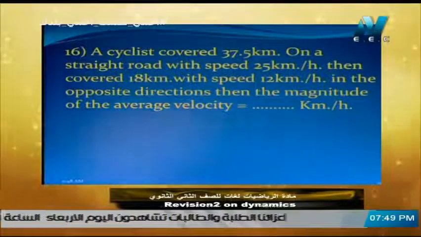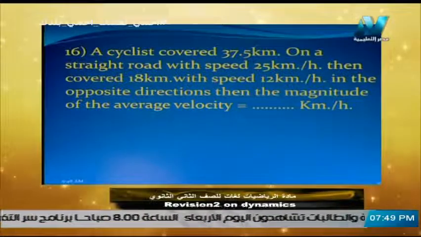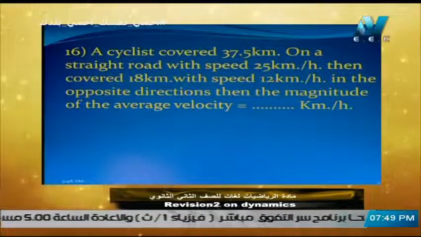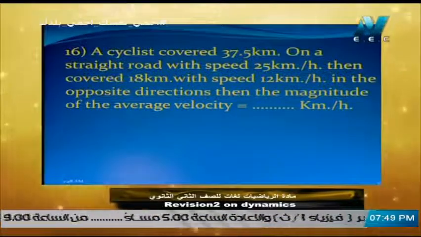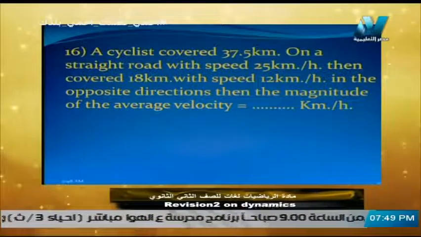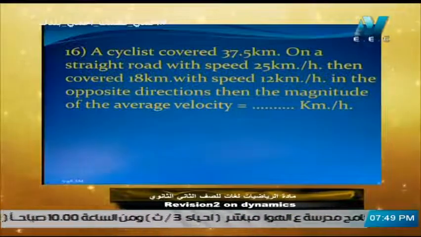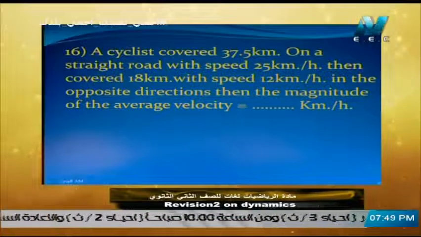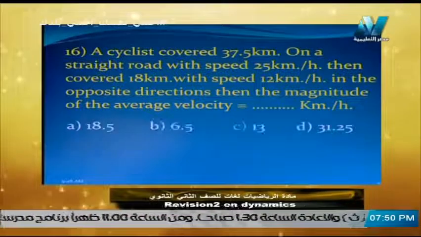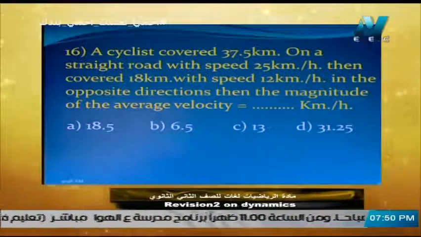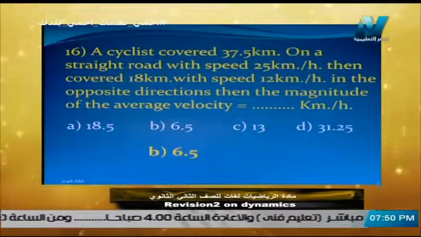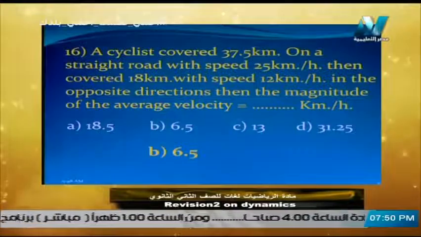A cyclist covered 37.5 kilometers on a straight road with speed 25 kilometers per hour, then covered 18 kilometers with speed 12 kilometers per hour in the opposite direction. Then the magnitude of the average velocity equals how many kilometers per hour? Okay, we have these options. The answer will be B, which is 6.5 kilometers per hour. But let us explain why.